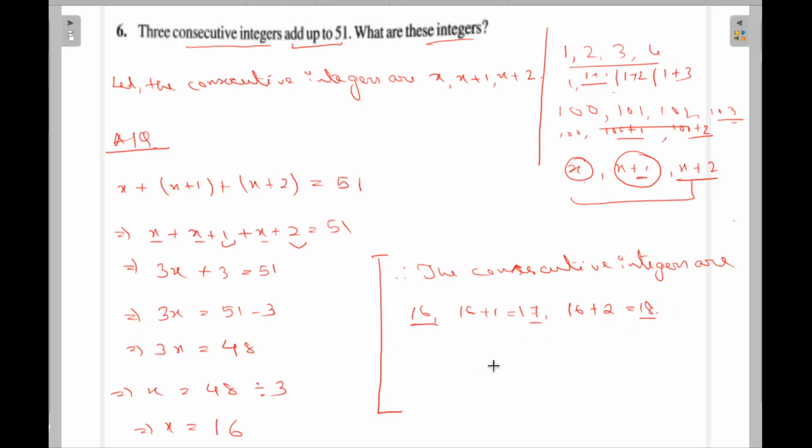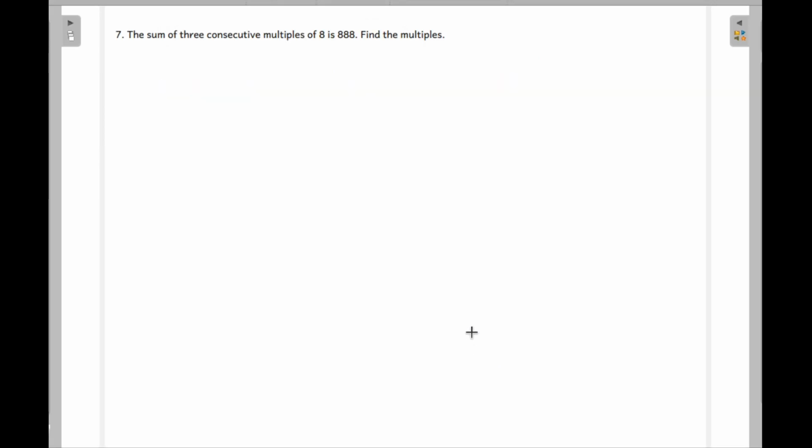See, these are 3 consecutive integers. Okay, now move to the next one. Number 7. The sum of 3 consecutive multiples of 8 is 888. Find the multiples. Now, what is the meaning of this? Suppose 8 ones are 8, 8 twos are 16, 8 threes are 24. Now, how to represent it? Suppose it is 8 only, then it can be written as 8 plus 8, or then 8 plus 16. So this is the way to write the 3 consecutive multiples of 8.